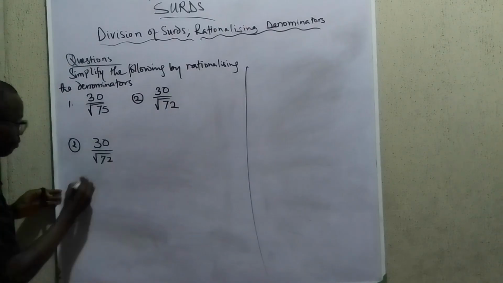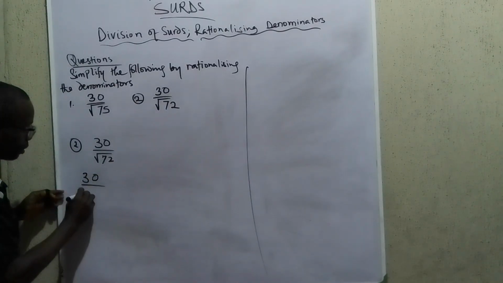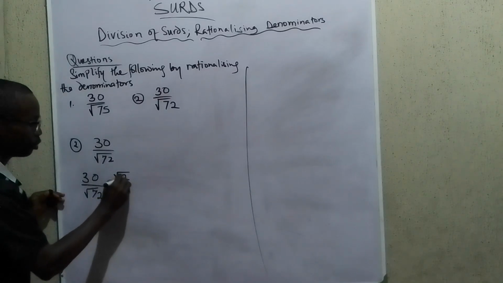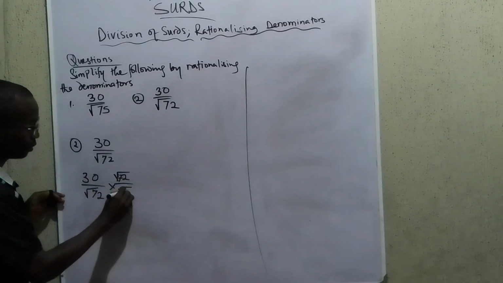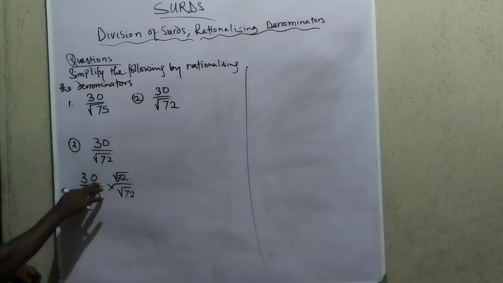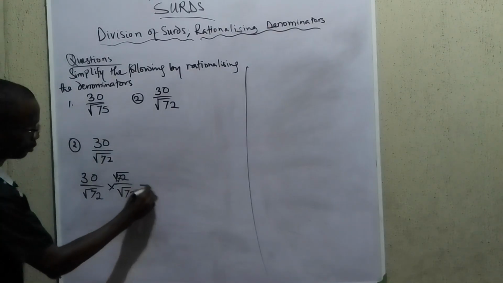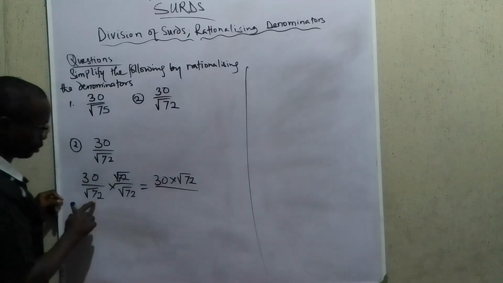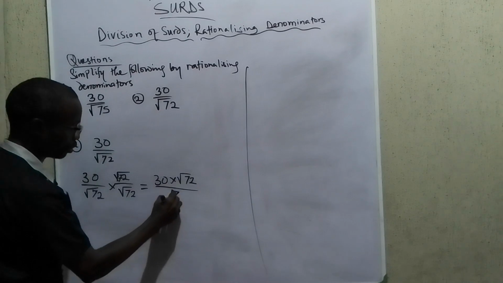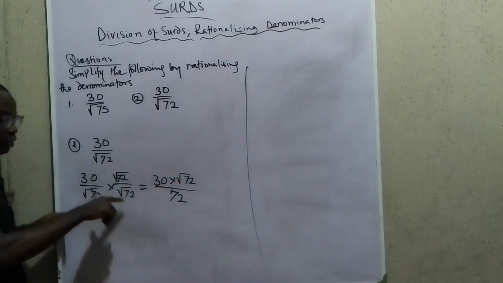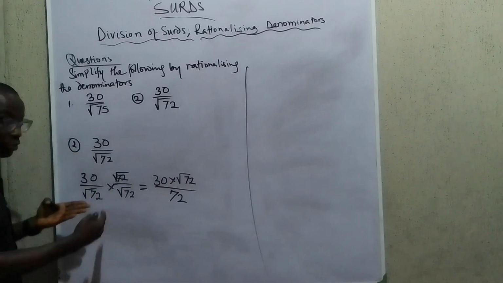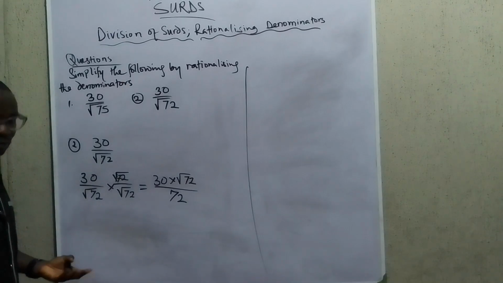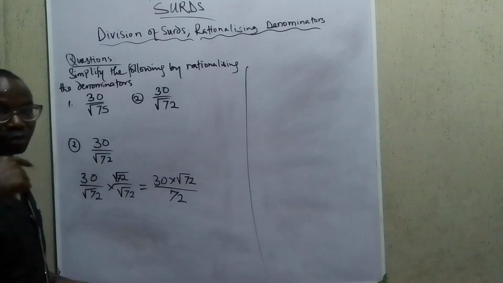So let's go. We have 30 divided by the square root of 72, times the square root of 72. So we're going ahead to rationalize this question. This will give you 30 times the square root of 72, all over 72, because the square root of 72 times the square root of 72 gives us 72. We've done that previously, so just check the previous videos.